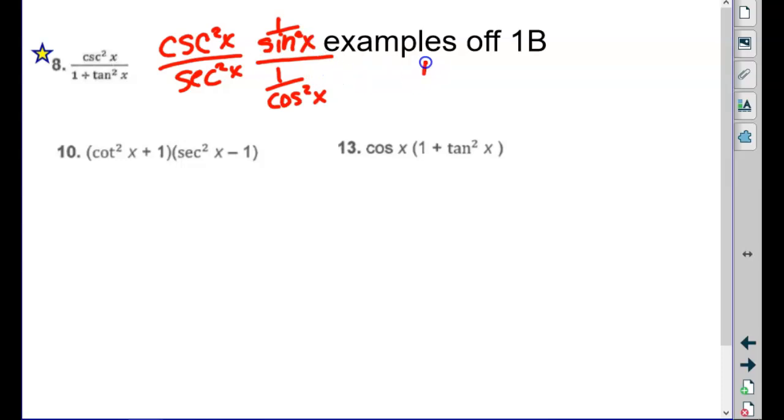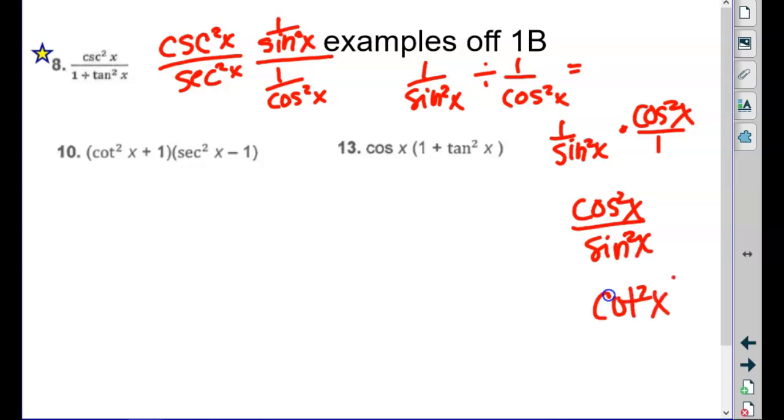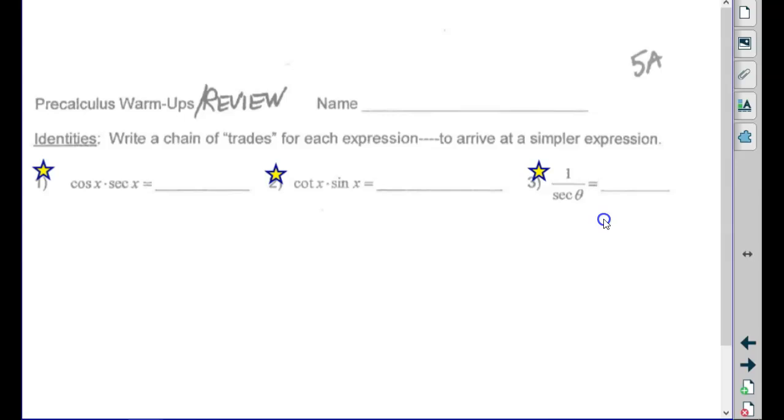Now, be real careful. If you need to, write it sideways first so that you flip things over correctly. This becomes 1 over sine squared. The second one flips over, so it's cosine squared over 1. So then what do I get? Cosine squared over sine squared, which is cotangent squared. Questions on that one? All right, that was just a warm-up.